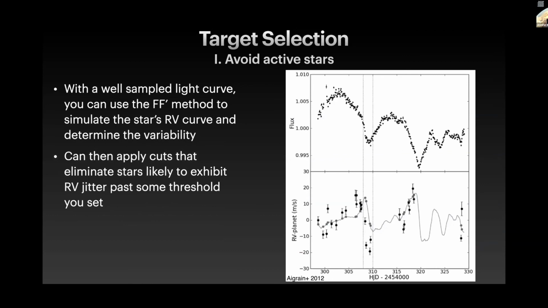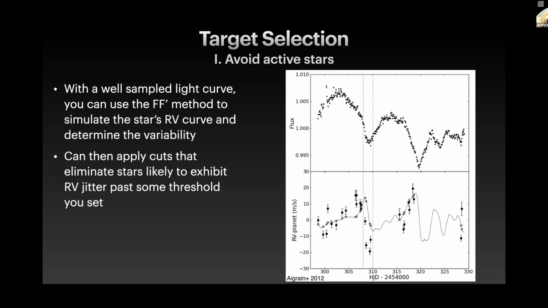For stars where you have photometry in hand and you're deciding whether or not to pursue RV follow-up, you can use the FF' method that was defined by Aigrain in 2012 to get an estimate of the star's RV jitter. So in this case, the MOST light curve for the star HD 189733 is shown in the top panel, and the RV curve that was predicted using that photometry is shown as the gray line in the bottom part of the plot. And then the actual RV measurements taken using the SOPHIE spectrograph are shown as the black points with error bars on them in the bottom part of the plot.